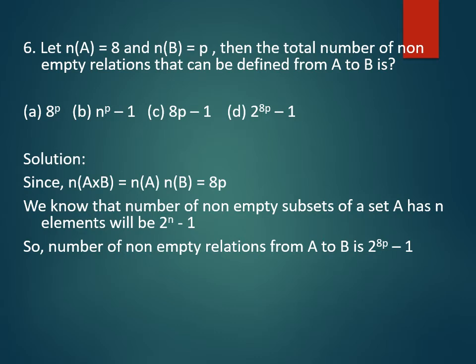We know that the number of non-empty subsets of a set that has n elements will be 2 to the power n minus 1. So the number of non-empty relations from A to B is 2 to the power 8p, because the number of elements of this Cartesian product is 8p. So, 2 to the power 8p minus 1. Therefore, the answer will be option D.